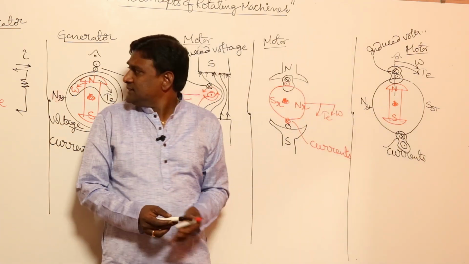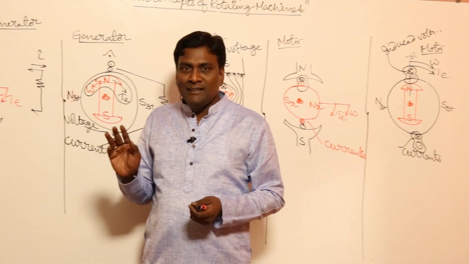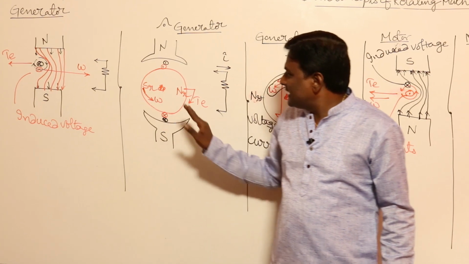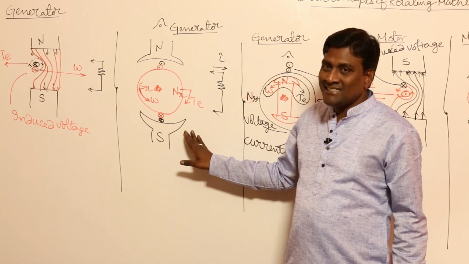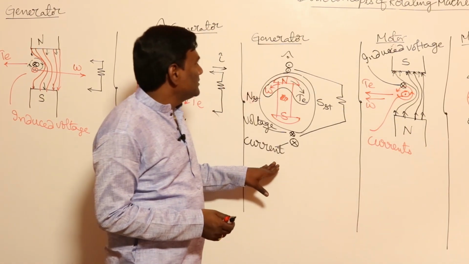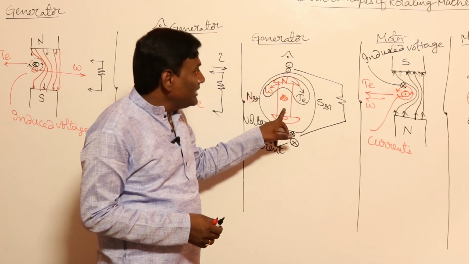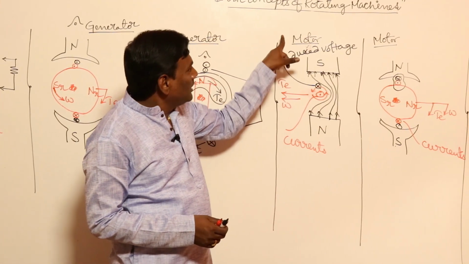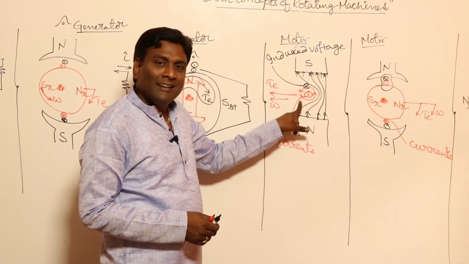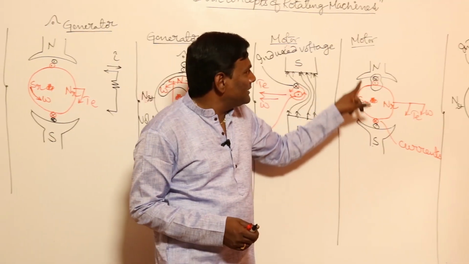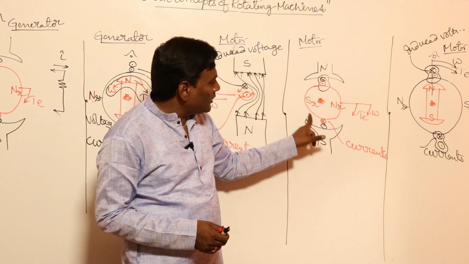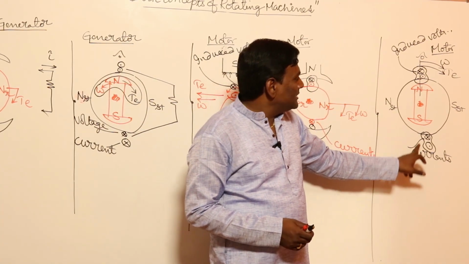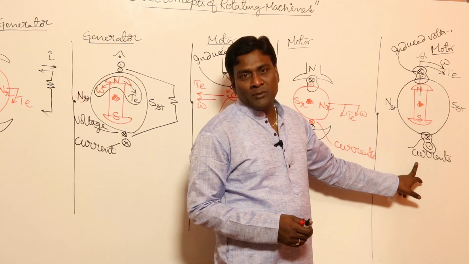In this session we discussed generators in three ways. First is by taking a single conductor, second is rotating armature and stationary field, and third is stationary armature and rotating field. Generators are over. Next we considered three types of motor. In the motor, first only one conductor I have taken, next is the motor with stationary field and rotating armature, and in the third case, the motor with rotating field but stationary armature.